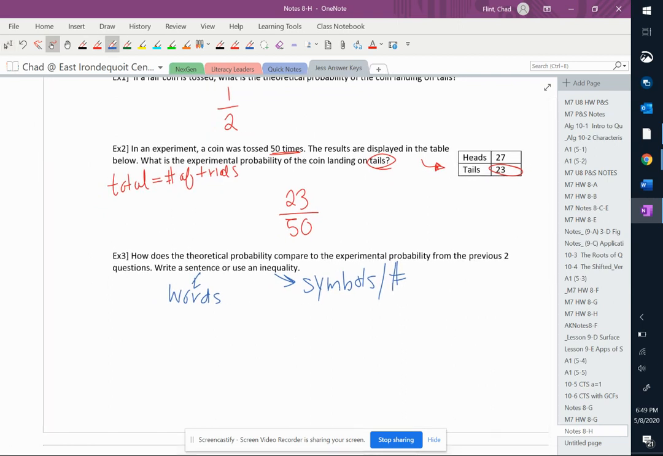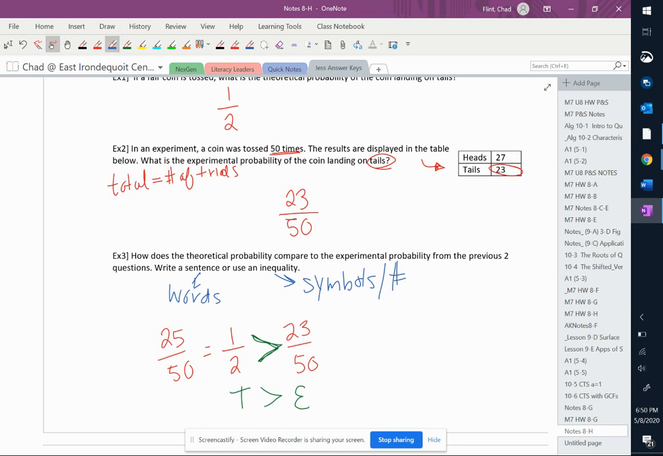Well, if I look at 1/2 compared to 23/50ths, I know 1/2 is the same as 25/50ths, and I know that 25/50ths is bigger than 23. So 25/50ths, or 1/2, is, I'm holding up my hands to not put the wrong symbol, greater than that. So theoretical is greater than experimental.